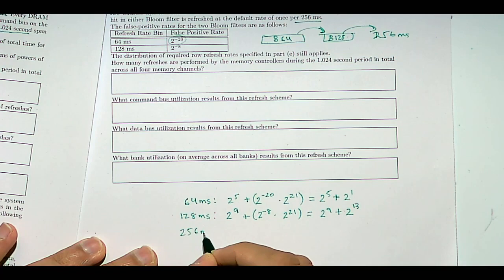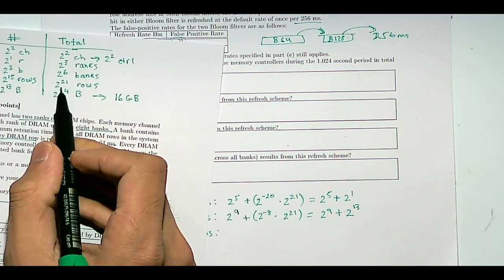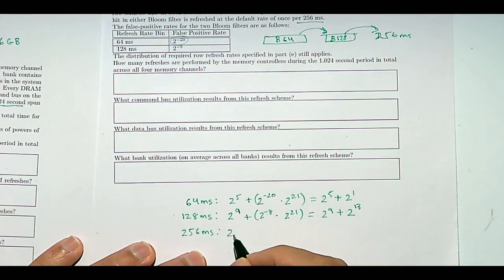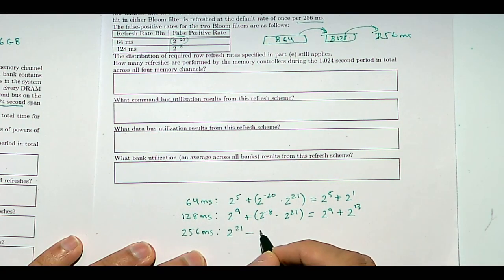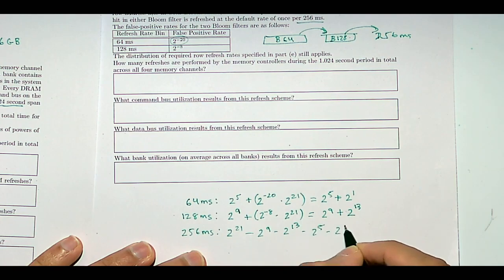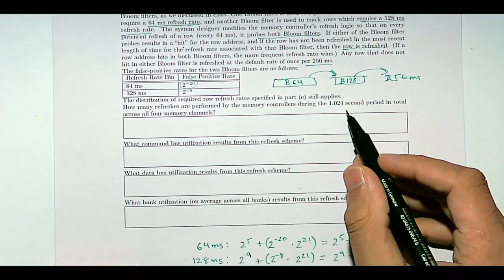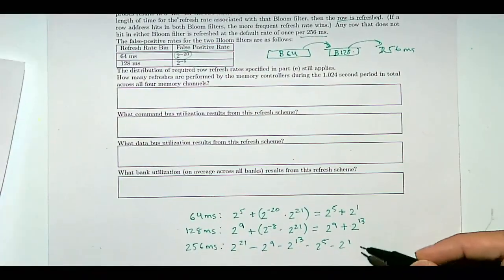And then we have 256 milliseconds, which is everything else. We compute the everything else in the same way as we did before. So we have 2 to the 21 rows total, and then we just subtract these quantities: minus 2 to the 9, minus 2 to the 13, minus 2 to the 5, minus 2 to the 1. Yeah? And so now we're going to do the same thing as before, except now instead of these values as a number of rows, we have these values.